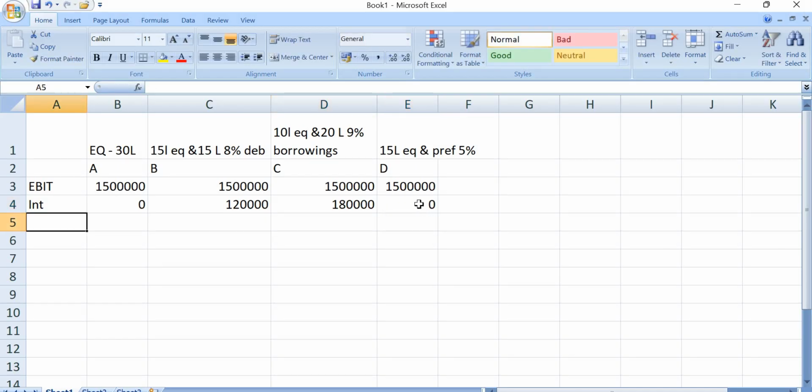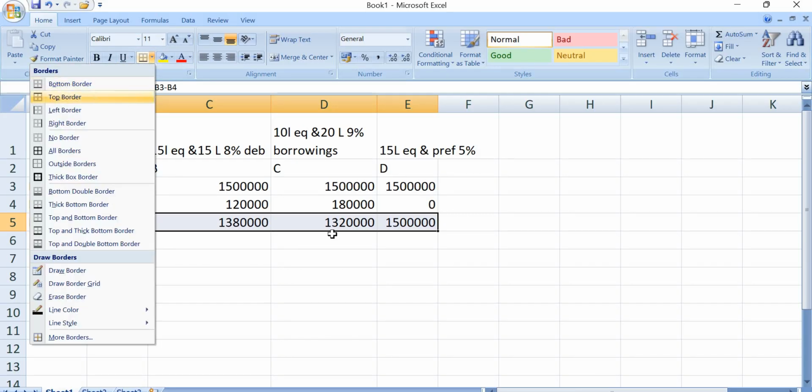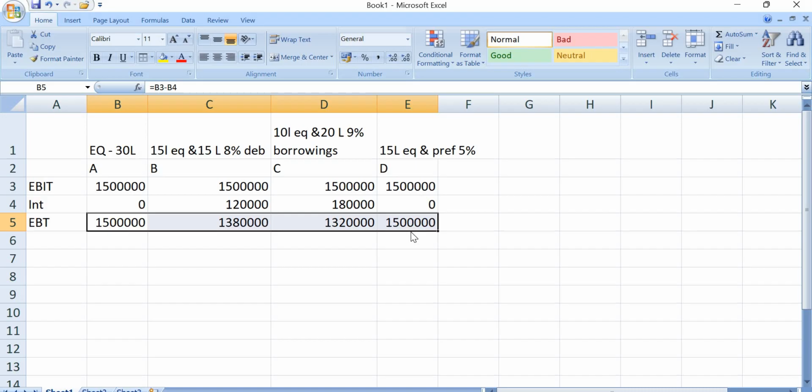So my EBT, that is earnings before tax, will be 15 lakhs minus 0. So 15 lakhs here, in this case 13 lakh 80,000, 13 lakh 20,000 and 15 lakhs.